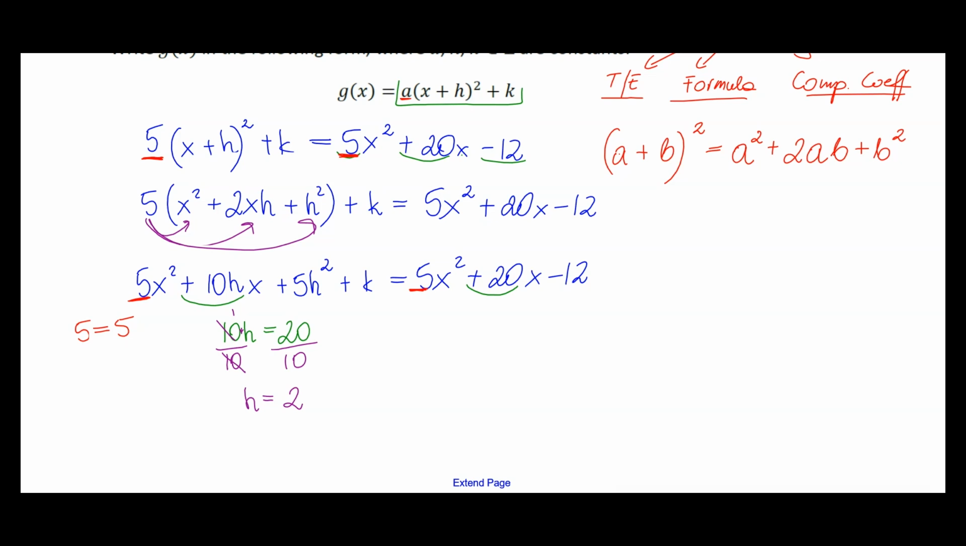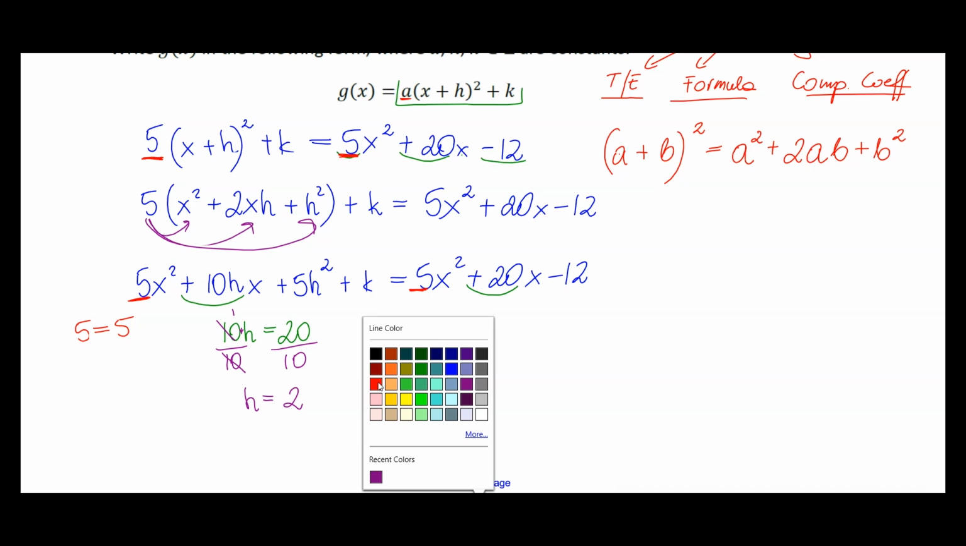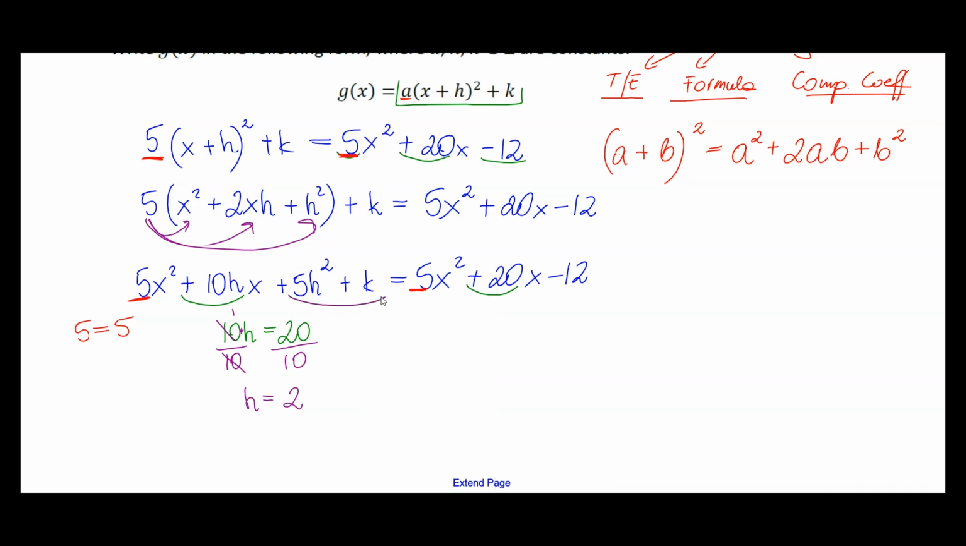So then we are left with the last part of our equation. So here on this side of the equation, I have 5, I have h to the power of 2, and then I have k plus k. And on the other side, we have minus 12. Now at this stage, we already know that h is 2, so we can replace that h. So that will be 5 multiplied by 2 to the power of 2 plus k equals minus 12.